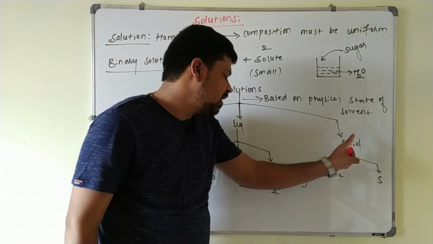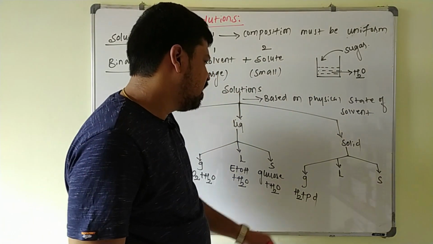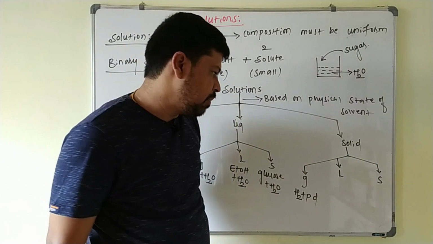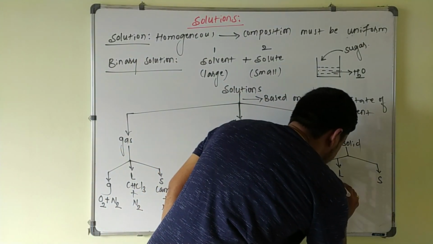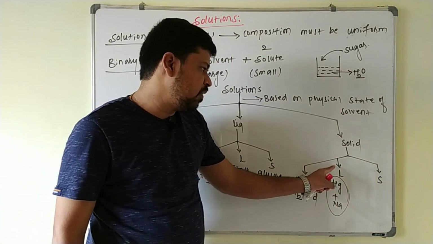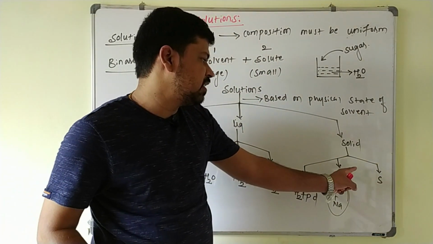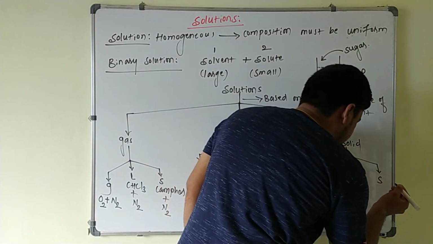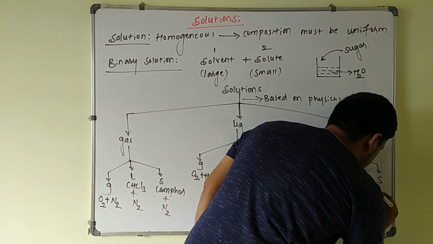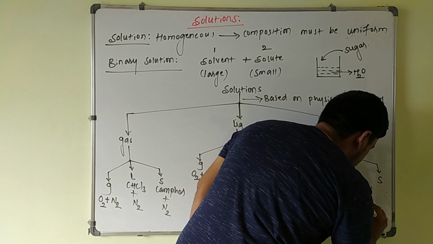Next, gas present in the solid: hydrogen gas present in solid palladium. Liquid present in the solid: the best example is amalgam. Any metal with mercury is called an amalgam. Mercury is liquid here, present in sodium. This sodium amalgam is the best example for liquid present in the solid. Next, solid present in the solid: the best example is alloys. Alloy is nothing but a mixture of two or more solid metals, for example copper dissolved in gold, copper plus Au.